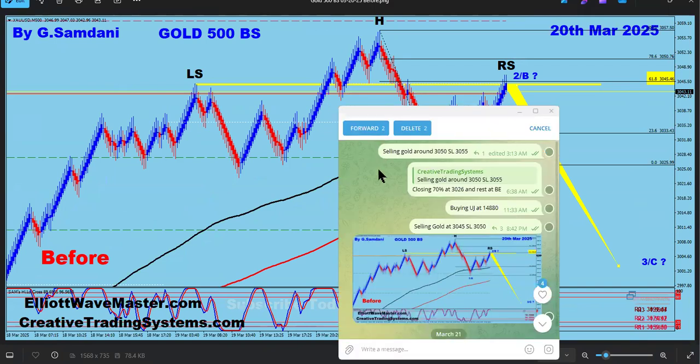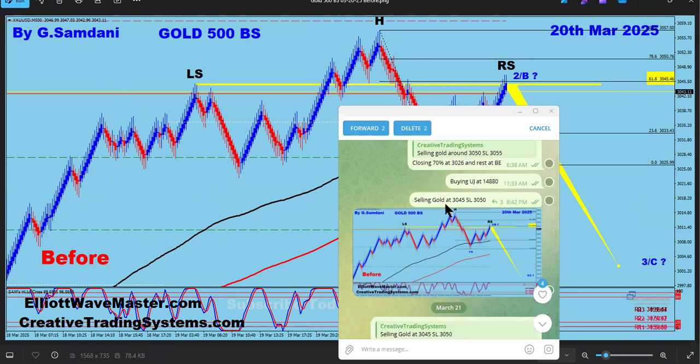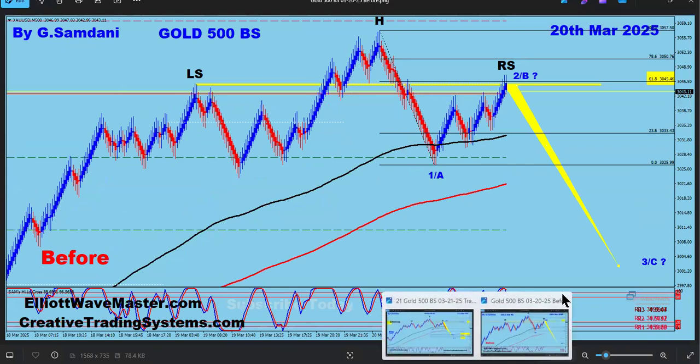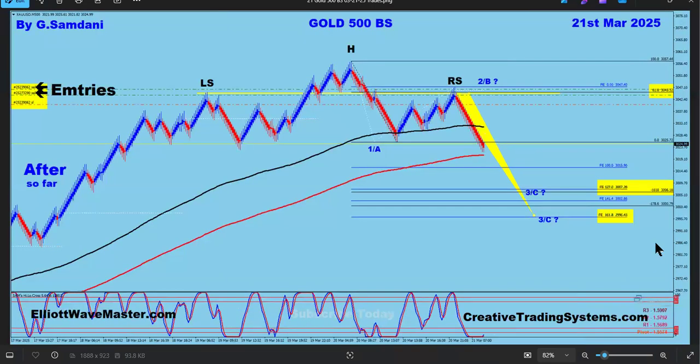Maybe let me see the Telegram here. Right here, it's posted here, right? And I said selling gold at 30.45. Right after sending the message and then posting the chart on the Telegram, I took the entry, and that entry went down like this, right? So the entry went down, both entries, they came down, and this is where I closed one of the entries, and then I left the other running, which I closed all the way here.